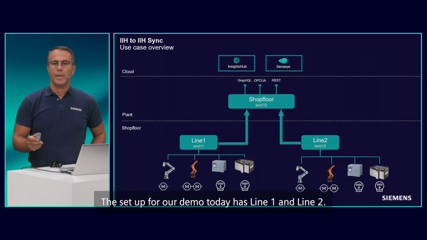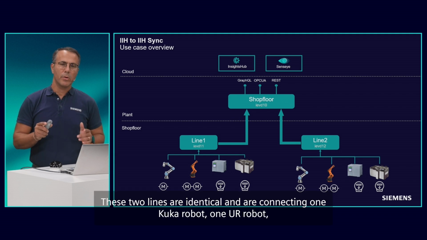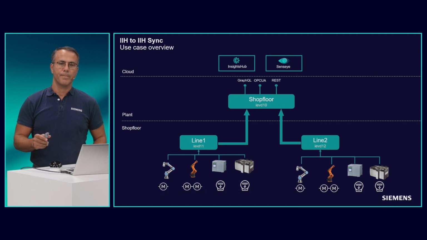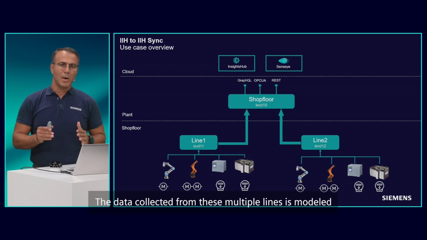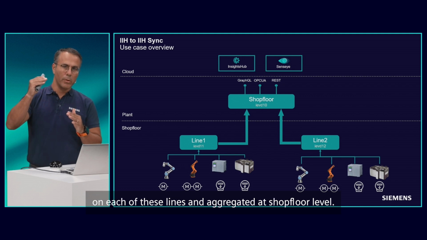The setup for our demo today has line 1 and line 2. These two lines are identical and connect one KUKA robot, one UR robot, a 7500 PLC, and a Rockwell PLC. The data collected from these multiple lines is modeled on each of these lines and aggregated at shop floor level.